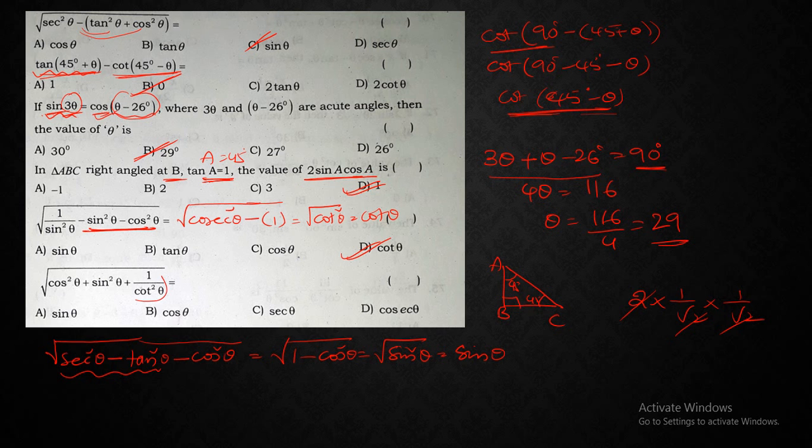In the same way here also, 1 by cot square theta can be written as tan square theta. So here cos square theta plus sin square theta is 1. So square root of 1 plus tan square theta is nothing but secant square theta. The square and root get cancelled. Then secant theta is my answer.